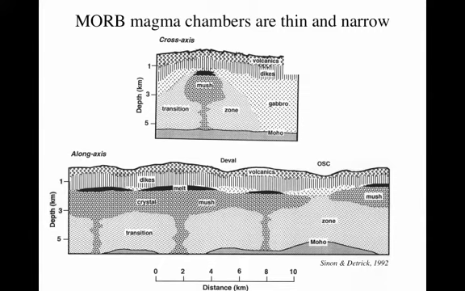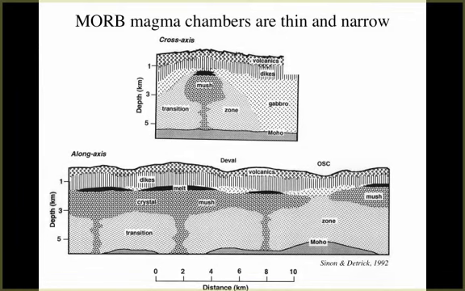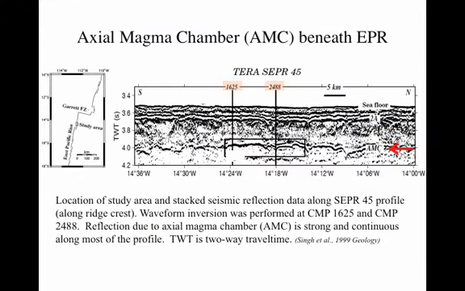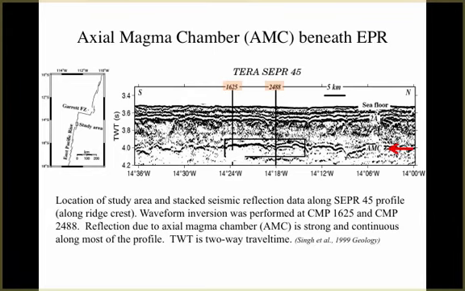Now, mid-ocean ridge basalt magma chambers are thin and narrow, centered beneath the ridge. And if you look along the ridge axis, you'll see small, thin melt bodies above crystal mush zones underneath these ridges. Seismic reflection data along the East Pacific Rise shows these axial magma chambers along the ridge. And you see that it gives strong and continuous reflections along most of the profile.